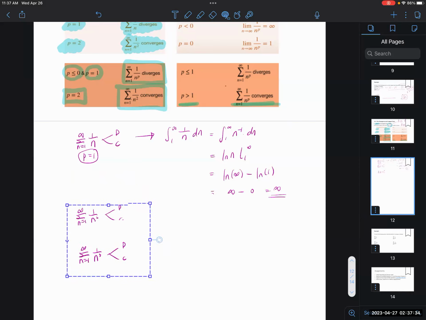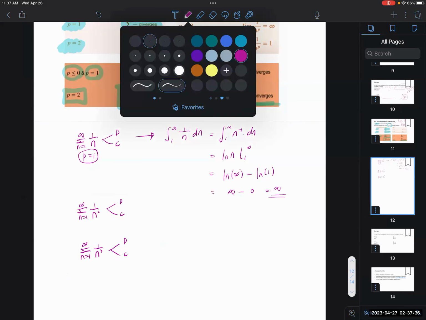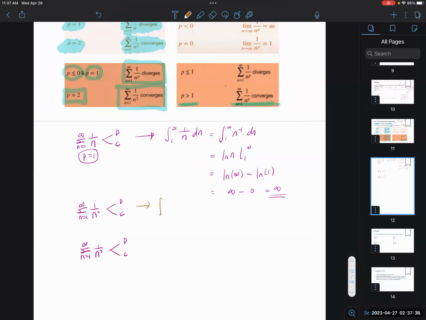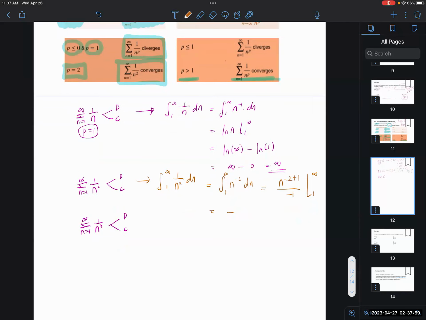I'm going to go to the next one. Same thing. I'm going to take the integral because this is smaller than 1 over n to the second to infinity. So let's take the integral. This is n to the negative 2 dn, 1 to infinity, and it's n to the negative 2 plus 1 over negative 2 plus 1, 1 to infinity. I'm literally taking the integral. So this is negative n to the negative 1, 1 to infinity.